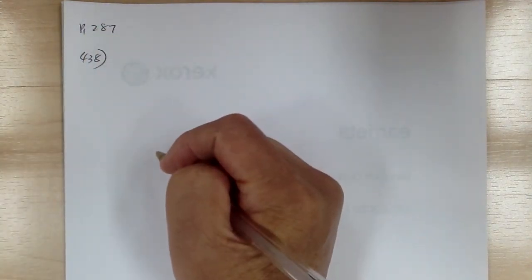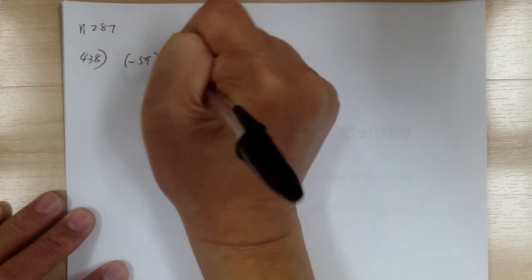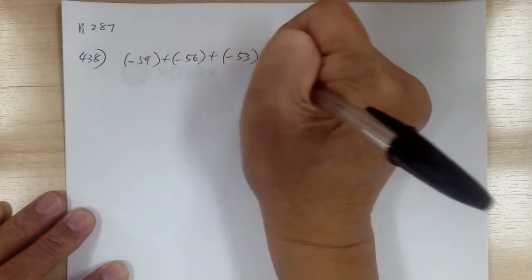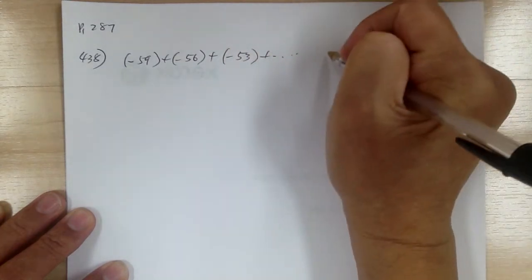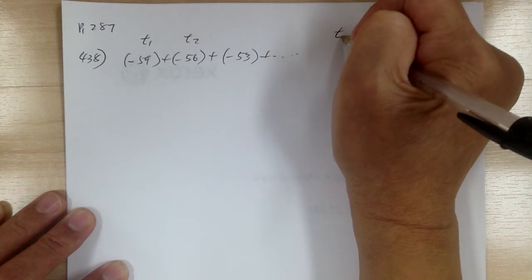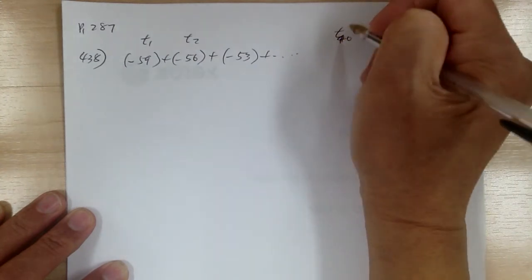Okay, it says find the sum of the first 40 terms of the series. So you have negative 59 plus negative 56 plus negative 53 plus dot dot dot. So this would be T1, T2, and all the way to the 40th term, T40. So you're looking for S40.